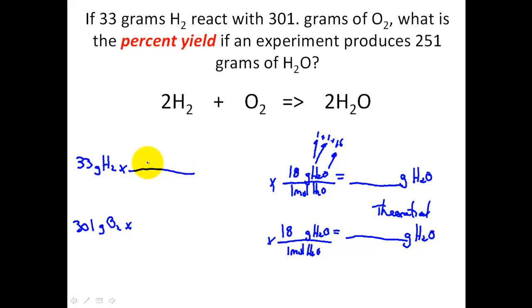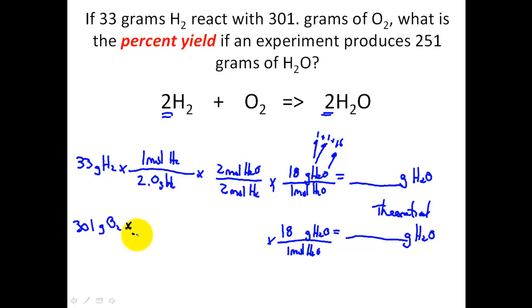Alright, so let's bust this out here. I have 33 grams of H2, and I know that in 1 mole of H2 there is going to be, from the periodic table, 2.0 grams of H2. I know now that I need a mole ratio. I need to convert from H2 into H2O. And I need a mole ratio here, and there are 2 moles of H2 per every 2 moles of H2O. Okay, we'll solve that problem at the end here.